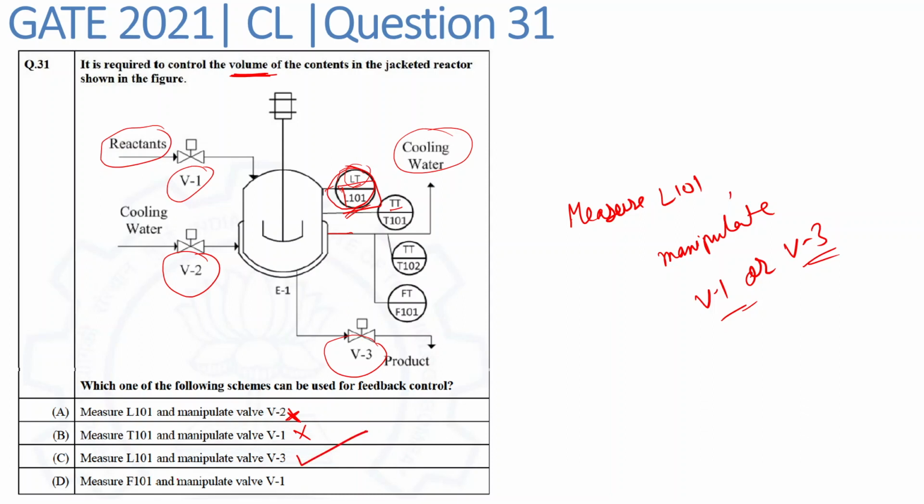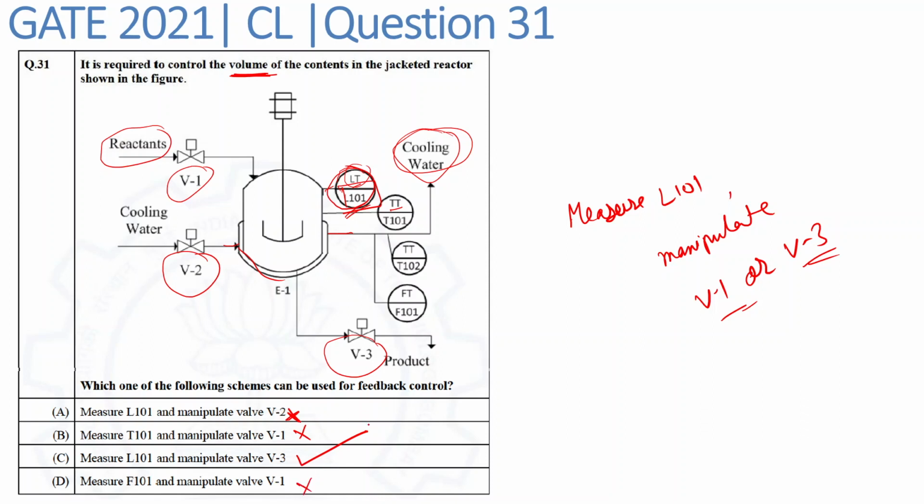And option D states measure F101 and manipulate valve V1. Again, this F101 is measuring the flow rate in this cooling water line. So this is our cooling water jacket, and F101 will measure the cooling water flow rate. Measuring this F101 won't be useful to us since we have to measure the contents of this jacketed reactor. So this option D is also incorrect.